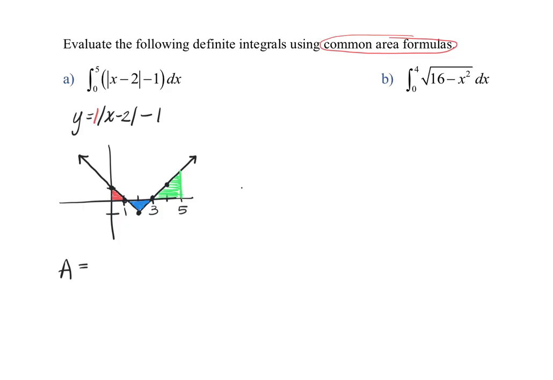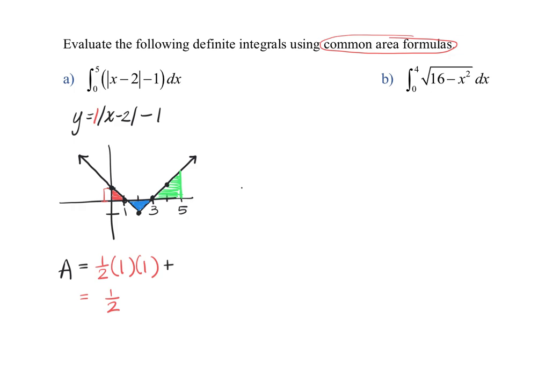So the first triangle, the one that goes from 0 to 1, has a base of 1 unit. And because it's a triangle, we're going to go 1/2 base times height. So the base is 1 unit, and then the height here is also 1 unit. So we have 1/2 base times height. That first triangle has an area of 1/2.